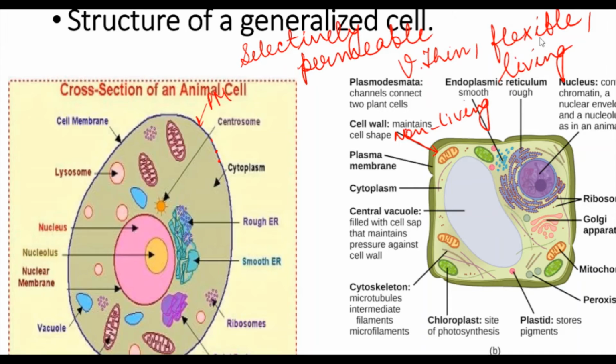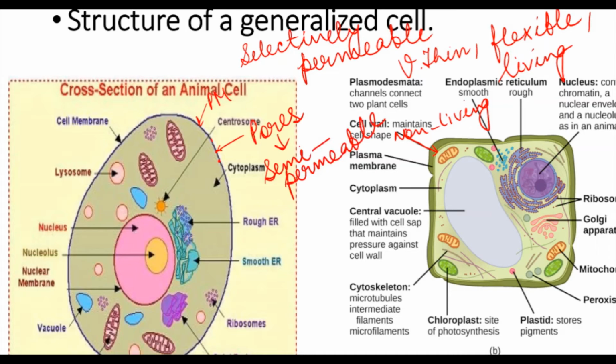So these are some properties or features of plasma membrane, and due to the presence of fine pores, its nature is semi-permeable. Okay, there are a lot of fine pores, because of which the plasma membrane is semi-permeable or selectively permeable.